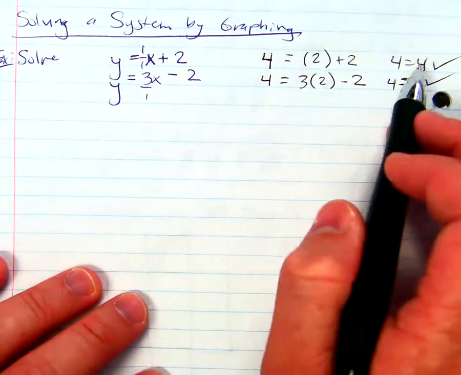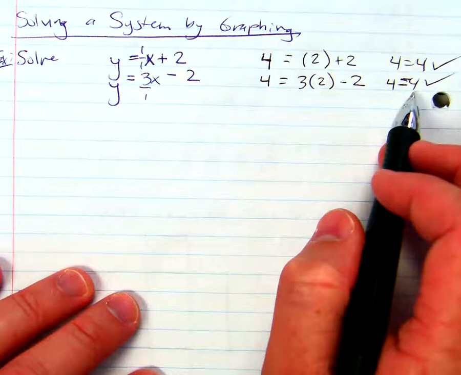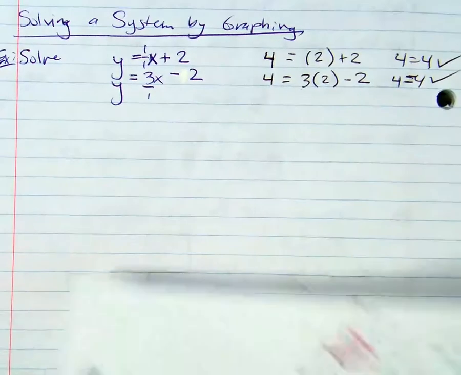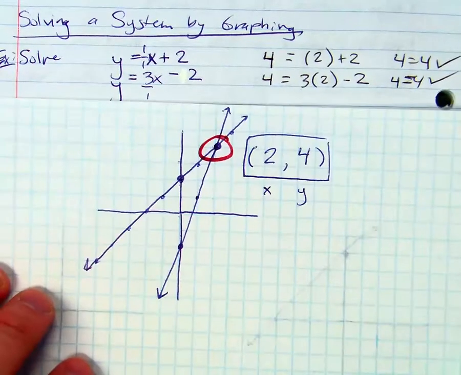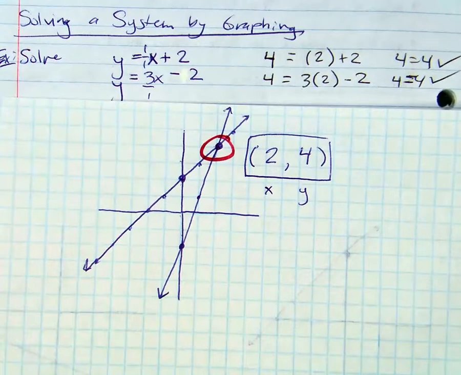If it worked for this one, but it didn't work for that one, it means that this point that you graphed, 2, 4, was not a solution. It has to work for both for this to actually count.